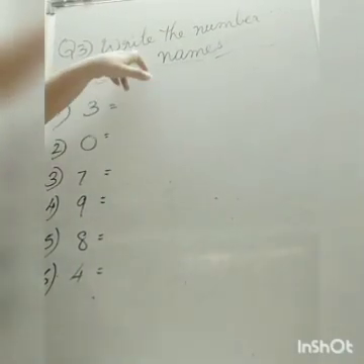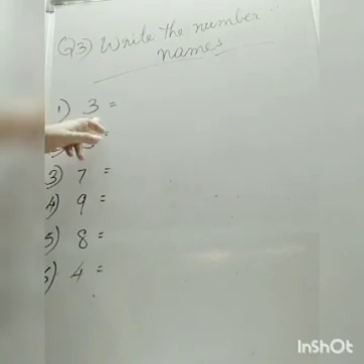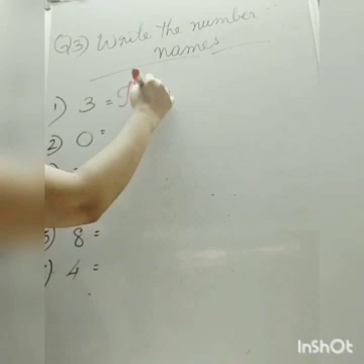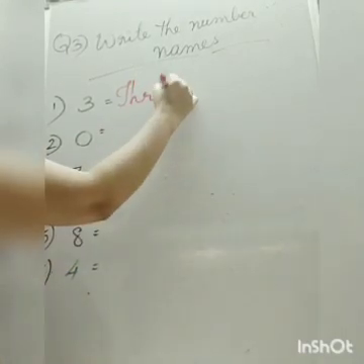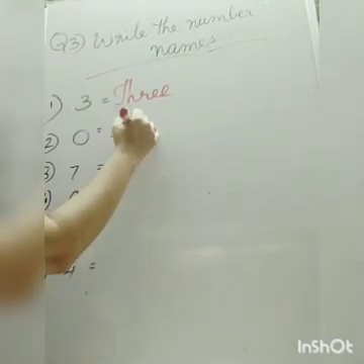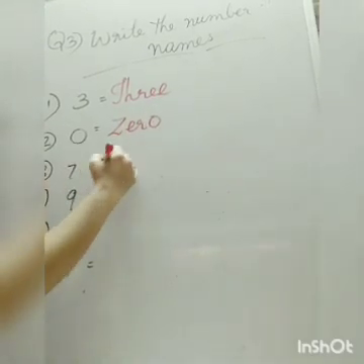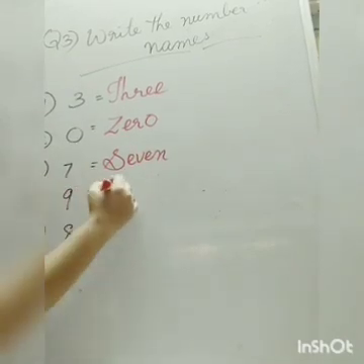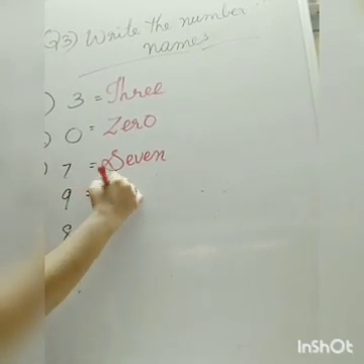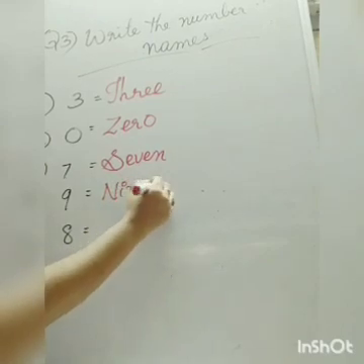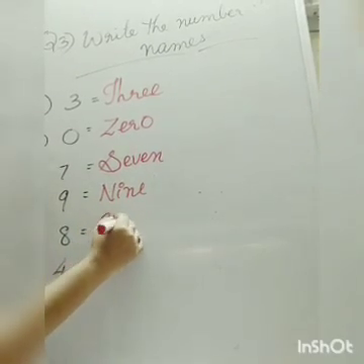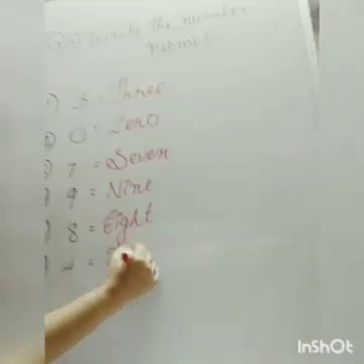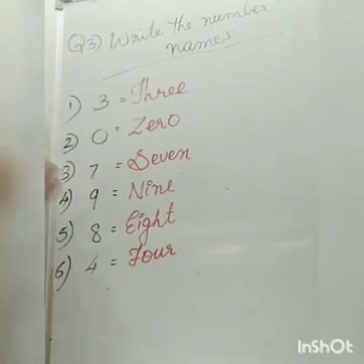Next question. Write the number names. First answer already given. What is the spelling written? 3: T-H-R-E-E, 3. Now 0: Z-E-R-O, 0. For 7: S-E-V-E-N, 7. Next question, 9. What is the spelling of 9? N-I-N-E, 9. 8: E-I-G-H-T, 8. Last one is 4: F-O-U-R, 4. Are you completed?